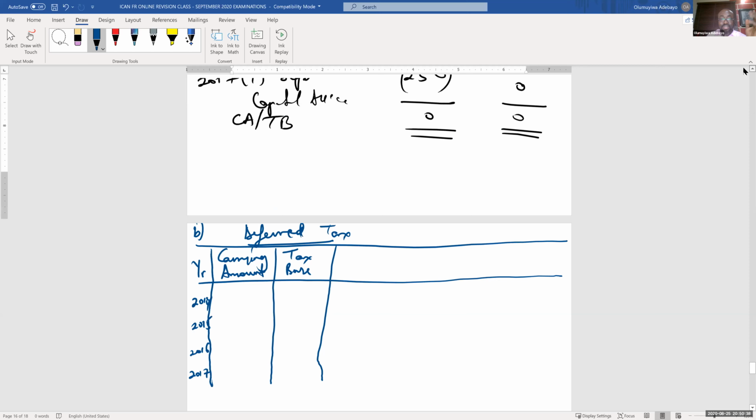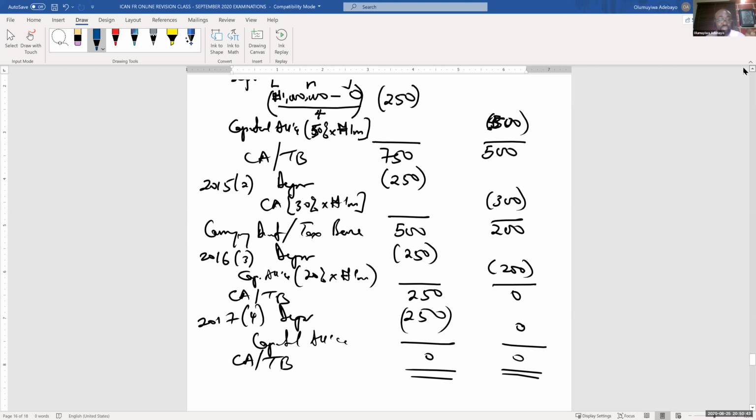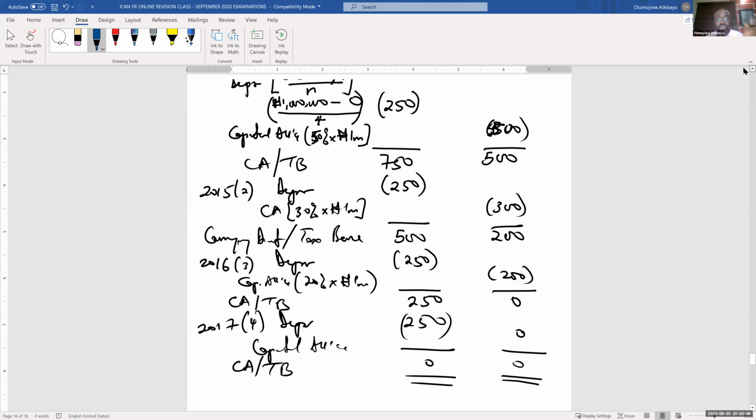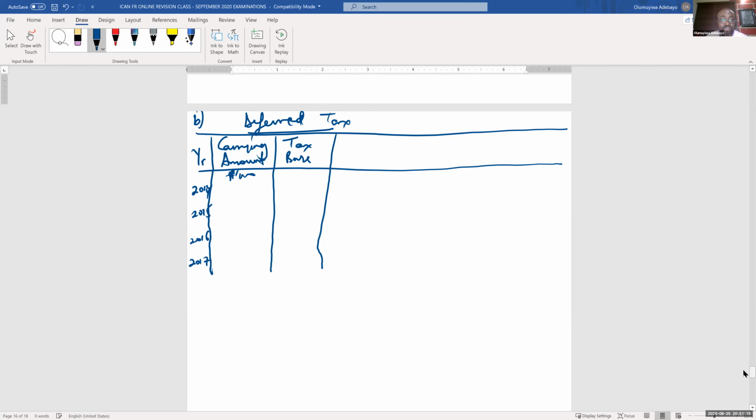For our memories, we can see that in year one, the carrying amount was 750, whereas the tax base was 500. In year two, the carrying amount was 500. The tax base was 200. In year three, the carrying amount was 250. The tax base was nil. And in year four, both tax base and carrying amount became 0. In that case, I'll use that to populate that schedule. Now, all figures in thousands.